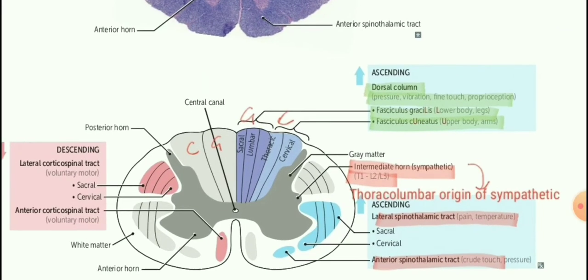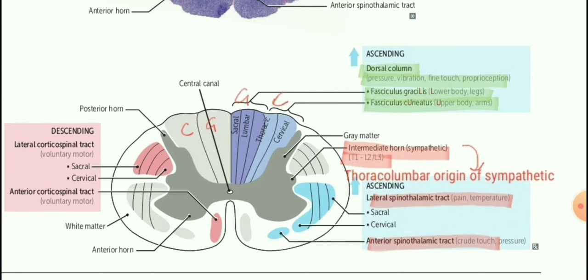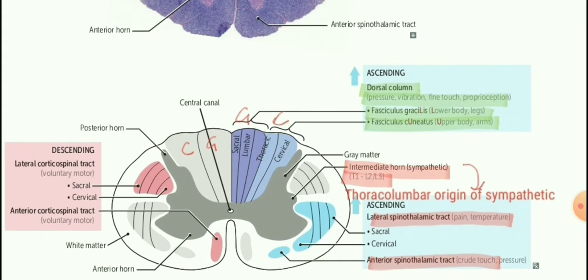They take sensations. Anterior spinothalamic tract takes crude touch, and lateral spinothalamic takes pain and temperature, and they decussate in the spinal cord, while the dorsal column does not decussate in the spinal cord, and it takes most of the sensations like pressure, vibration, fine touch, and proprioception from joints. And they form two nuclei. One is medially, that is gracilis, and the other is cuneatus, laterally.